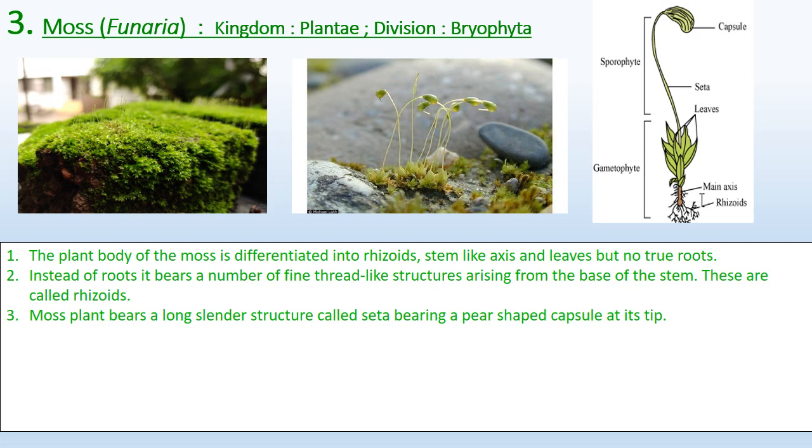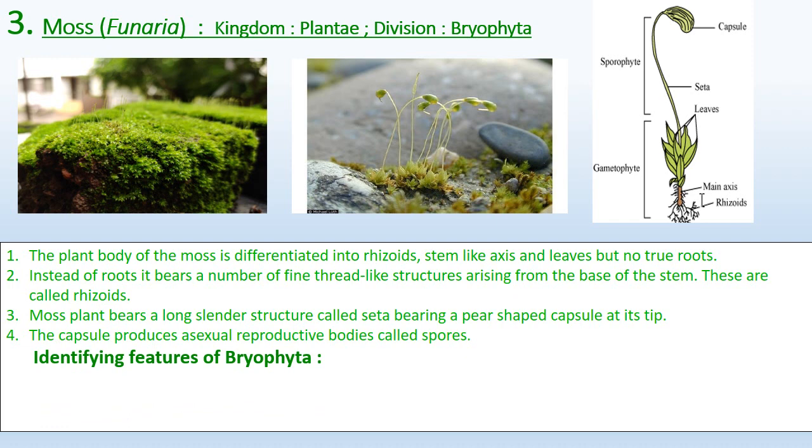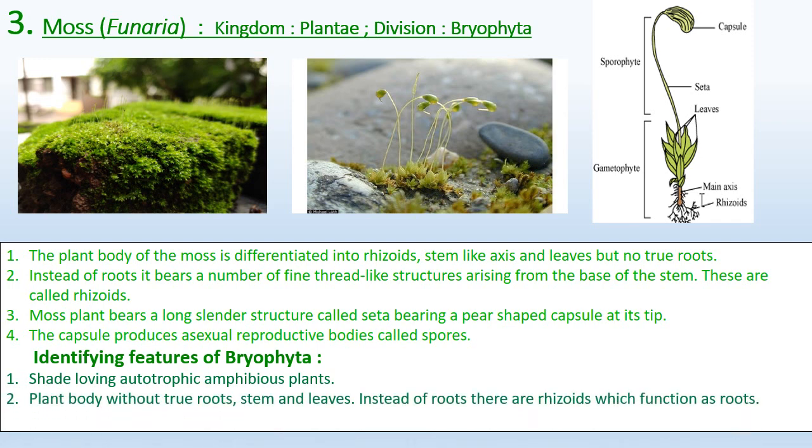The moss plant bears a long, slender structure called seta, bearing a pear-shaped capsule at its tip. The capsule produces asexual reproductive bodies called spores. Identifying features of Bryophyta. First feature is shade-loving autotrophic amphibious plants, and the second one is plant body without true roots, stem and leaves. Instead of roots, there are rhizoids which function as roots.